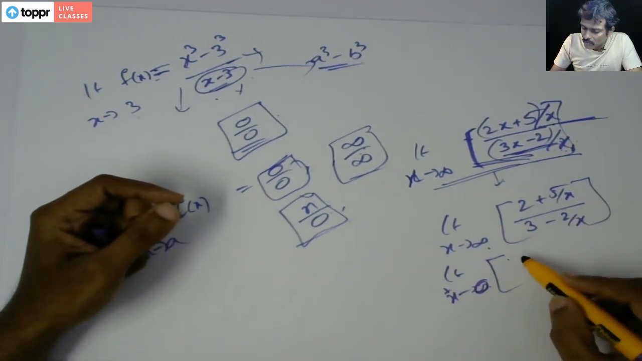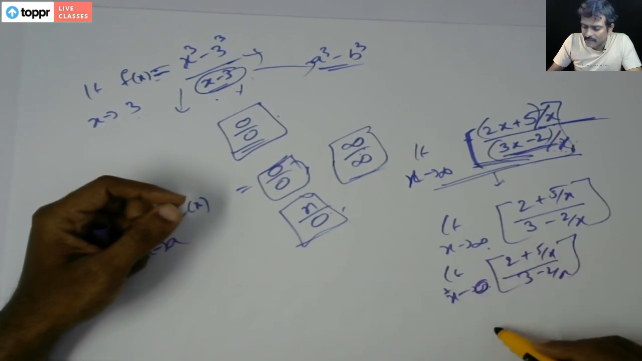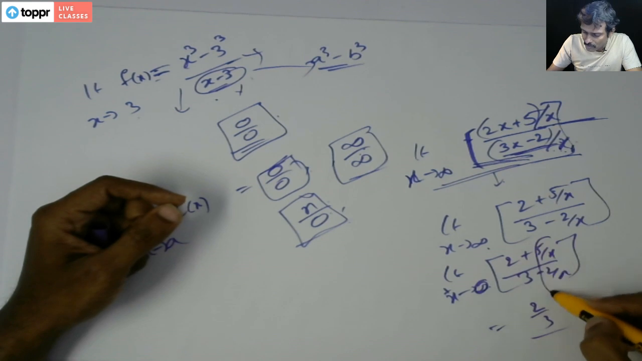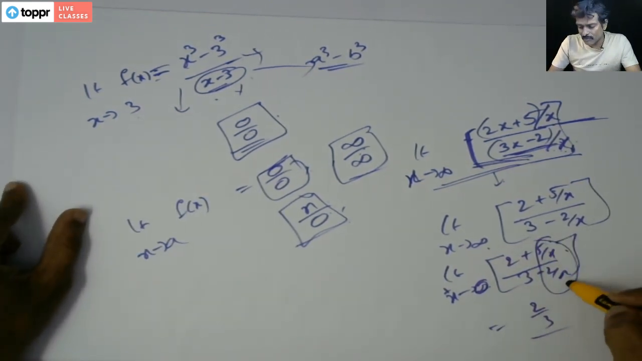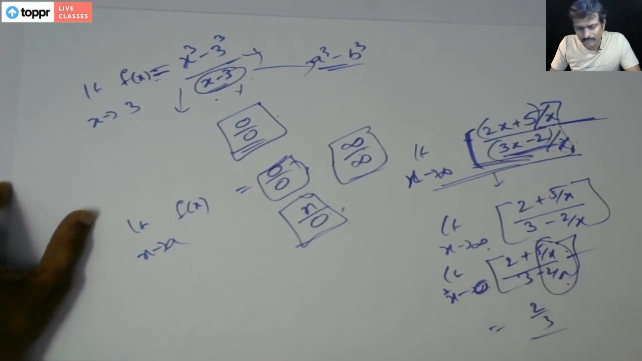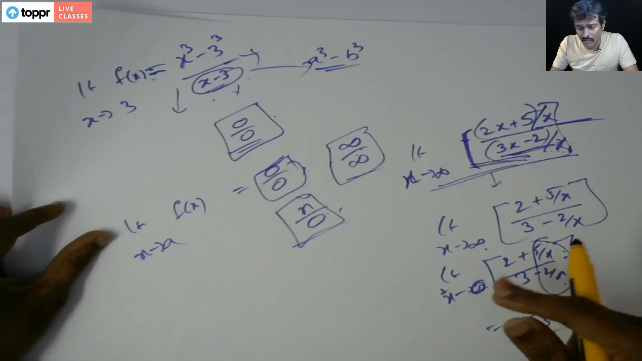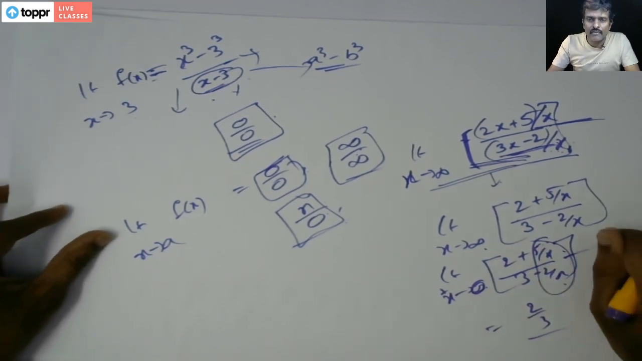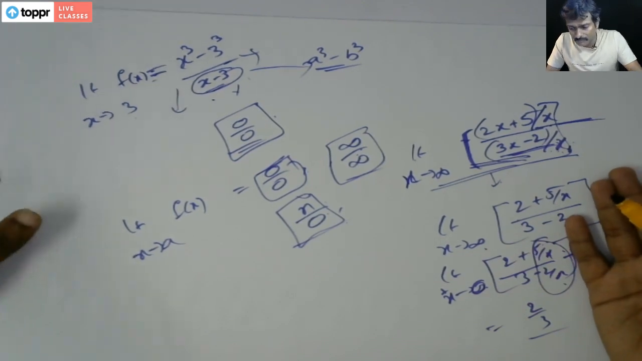Right? So then (2 plus 5 by x) by (3 minus 2 by x) will simply be 2 by 3, because 5 by x and 2 by x will be equal to 0, right? So this is how you do it when there is infinity in your questions. You can do it this way, dividing through if it is an algebraic expression, right?